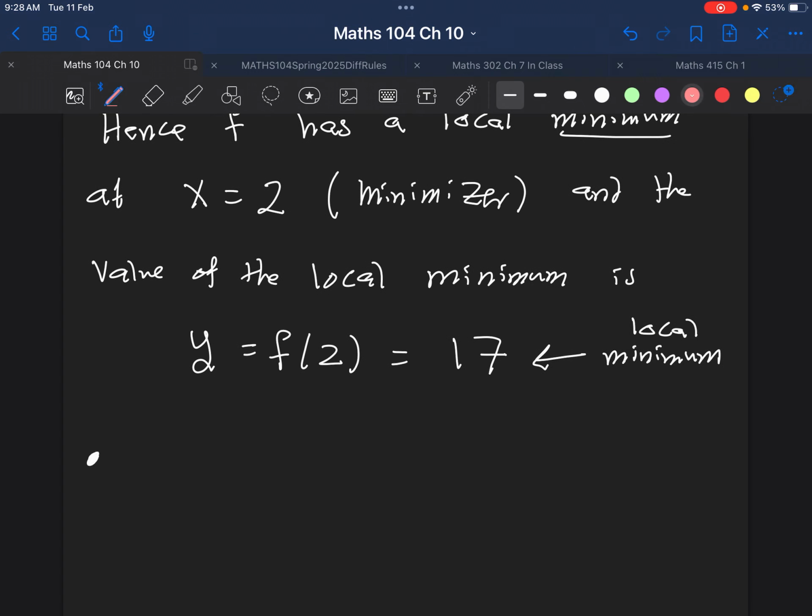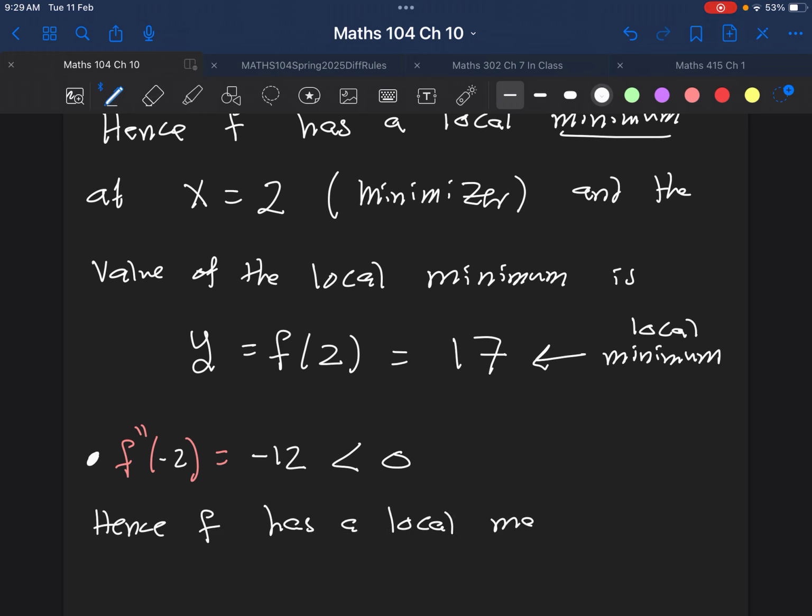Next, we do the same thing, but this time for -2. We substitute -2 and we get -12. This is less than 0. Hence, f has a local maximum at x equal to -2, which means x is a maximizer.